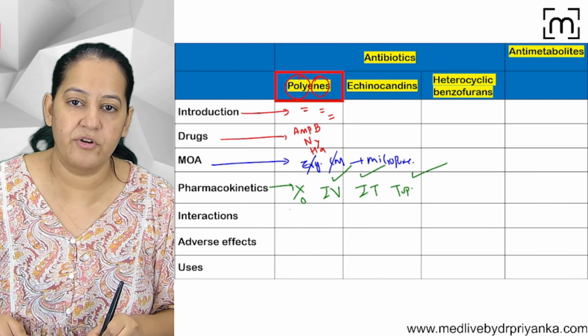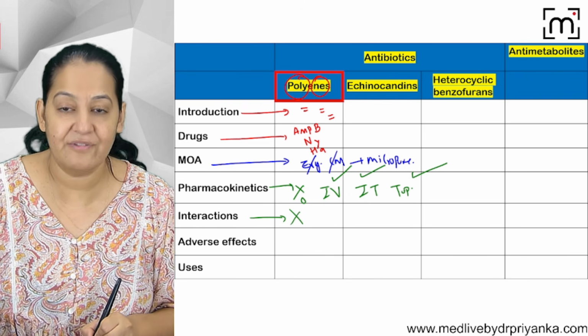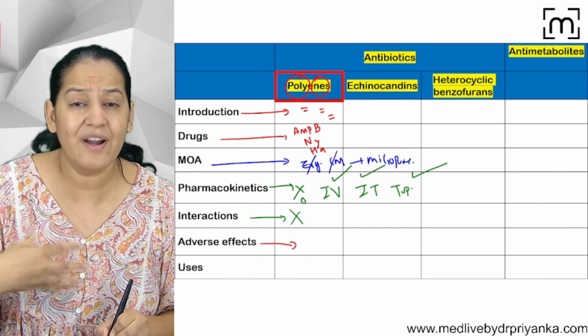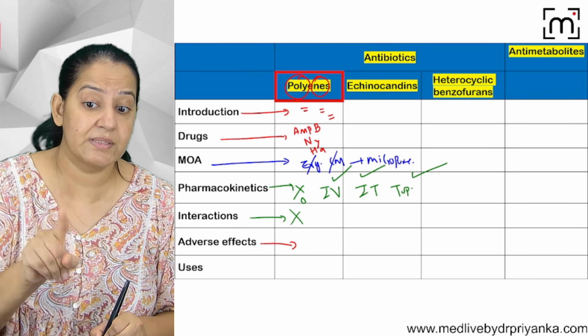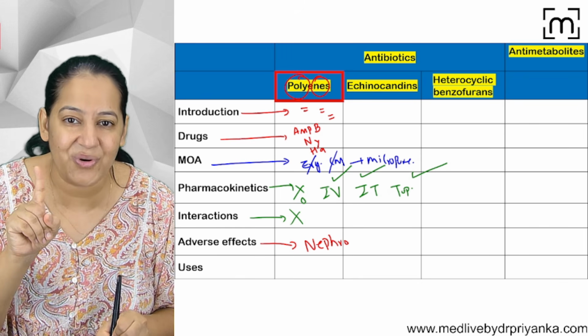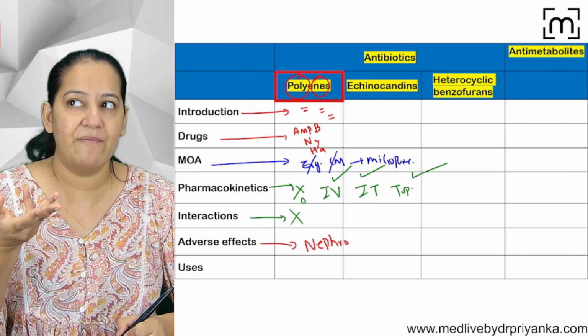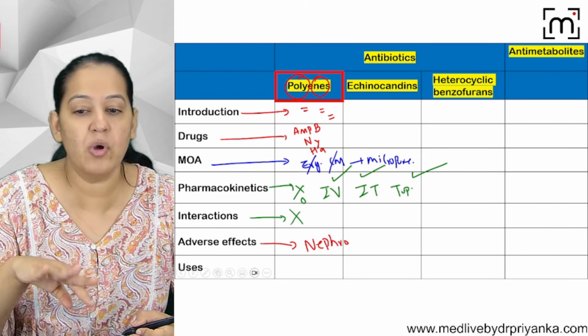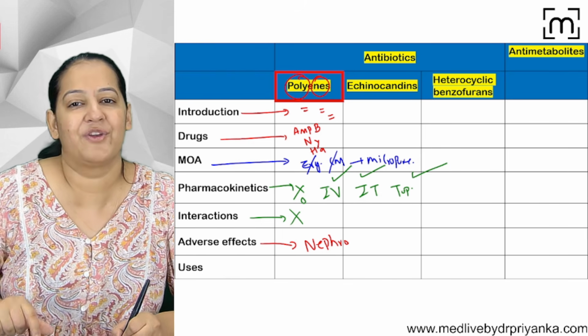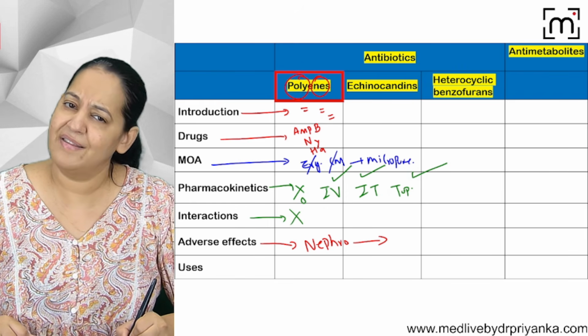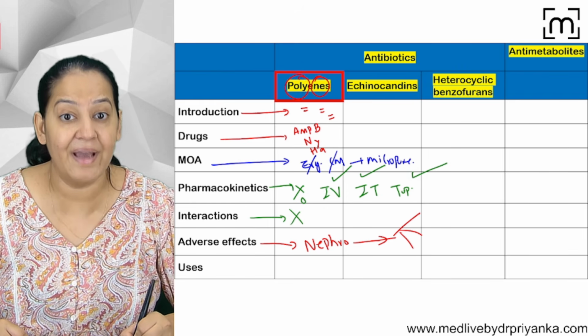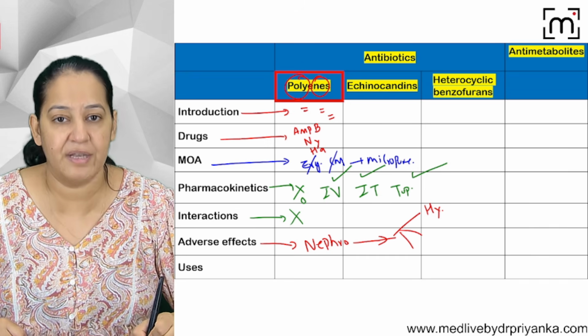Interactions: there is nothing important here. Adverse effects: there are many adverse effects, but they are non-specific. The most specific adverse effect is nephrotoxicity. You should explain why: because amphotericin B binds with the cholesterol of the cell membrane of the human also. Nephrotoxicity is the most severe adverse effect. We can minimize it by ensuring adequate hydration in the patient.